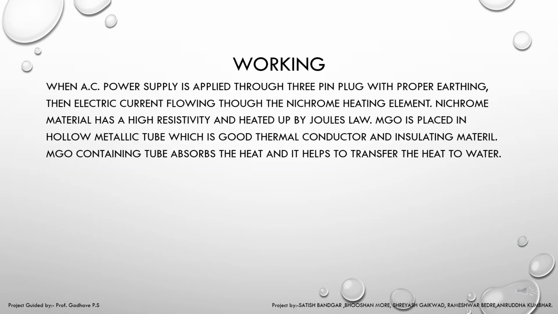Working. When AC power supply is applied through the 3-pin plug with proper earthing, electric current flows through the nichrome heating element. Nichrome material has a high resistivity. Heated up by Joule's law, MgO is placed in the hollow metallic tube, which is a good thermal conductor and insulating material. The MgO containing tube absorbs the heat and helps to transfer the heat to the water.